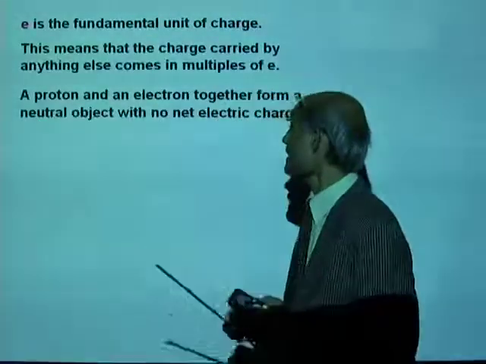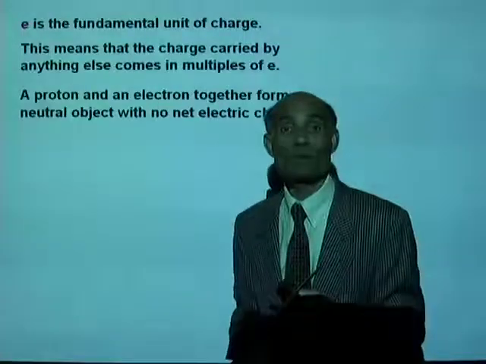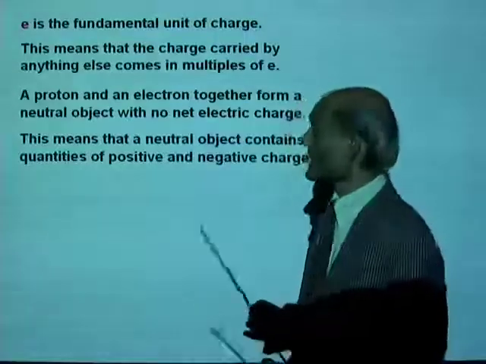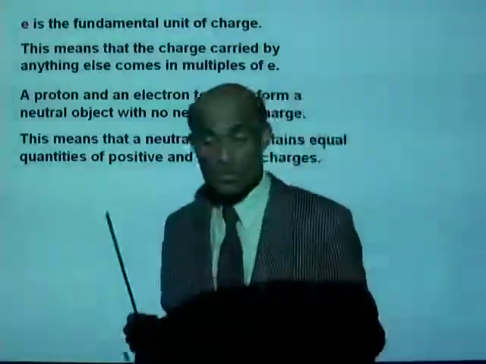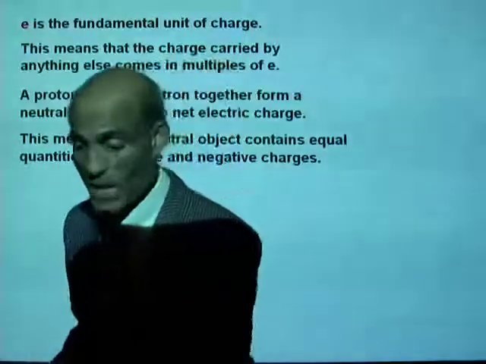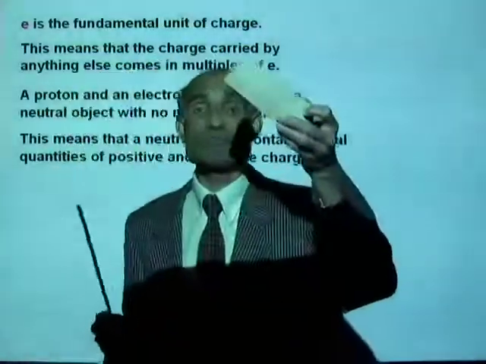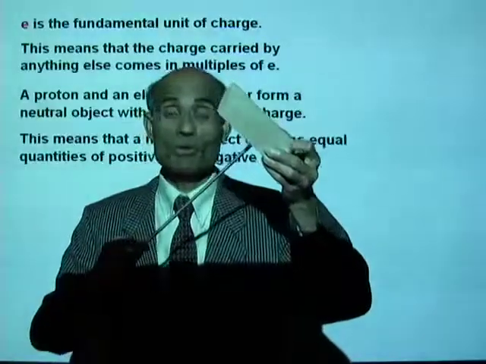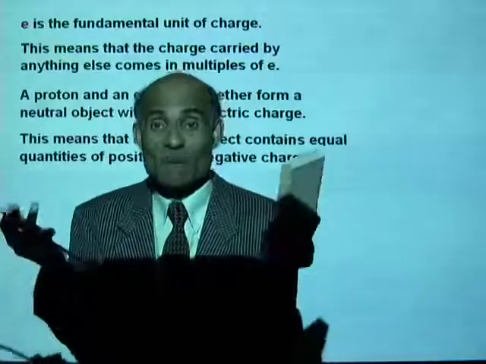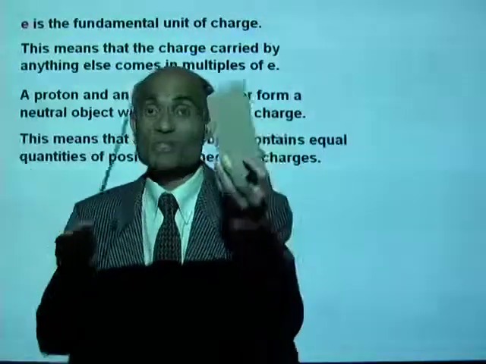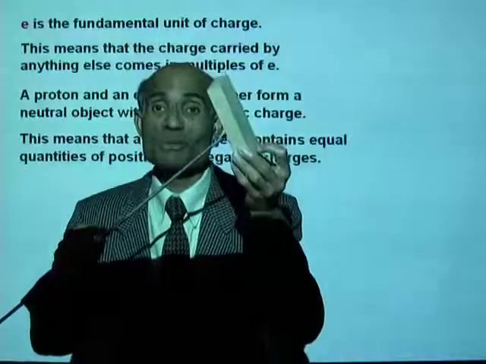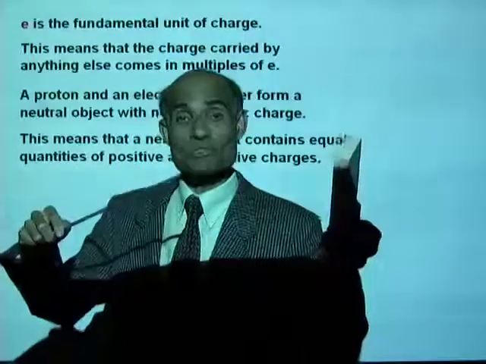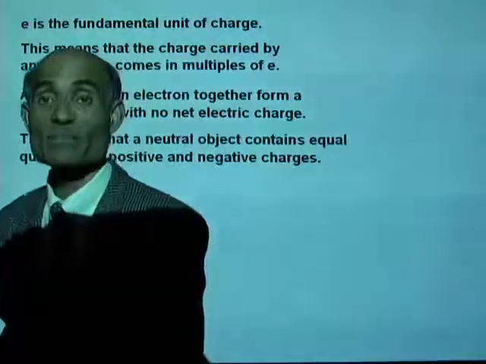A proton and an electron together form a neutral object with no net electric charge. What does that mean? Although we say an object like this is neutral, does it mean that it contains no electric charges? No. Everything in the universe is made up of electric charges. So when we say this object is neutral, it means it contains equal numbers of positive and negative charges.